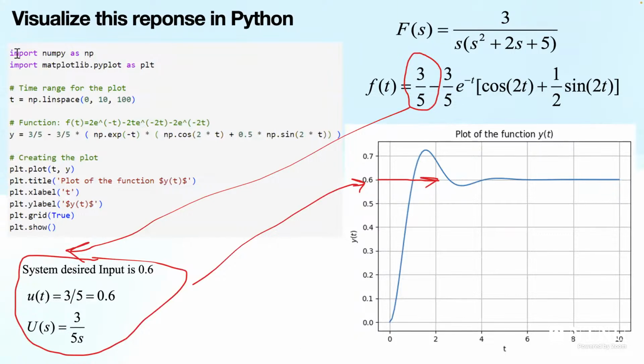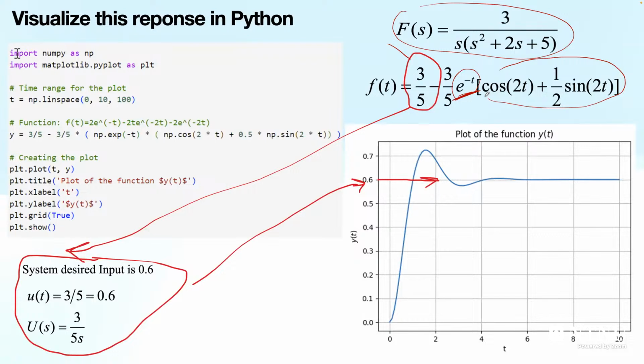So I just asked you to visualize the response in Python. When you look into the function in S domain, this is the function in S domain. This is how it looks in time domain. You can see we have the forced component here, 3 divided by 5. This is the forced component, which is due to the input, minus 3 divided by 5 multiplied by exponential negative. This exponential negative will decay over time. And we have cosine 2t and the sinusoidal, right? So we will have this overshoot and undershoot, right?